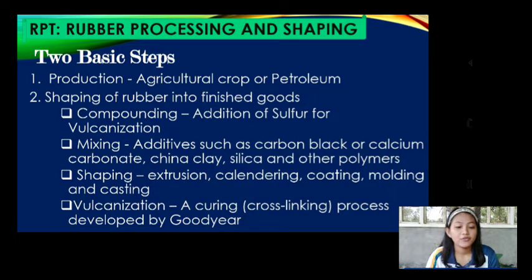So there are four parts in this process. The first is compounding, which is the addition of sulfur for vulcanization. The second one is the mixing of additives such as carbon black, calcium or silica, and other polymers. Then the third one is the shaping, which is extrusion, calendering, coating, molding, and casting. And the last one is the vulcanization, which is a curing or cross-linking process developed by Goodyear.